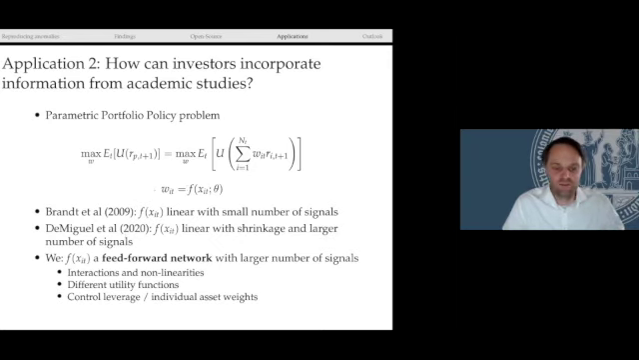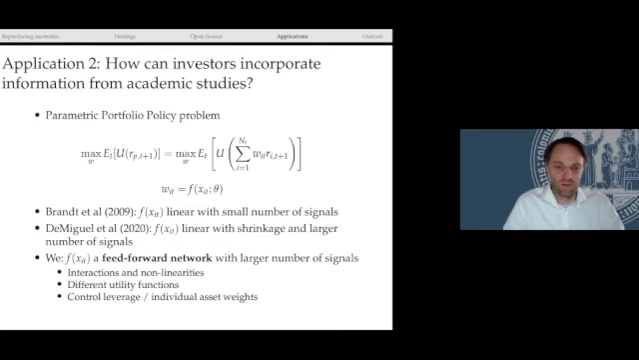The De Miguel 2020 paper, which is a paper about transaction costs, models f also as a linear function with some shrinkage and with a larger number of signals. I think they have around 50 signals here. And for the shrinkage, they use a version of the lasso estimator to estimate f.